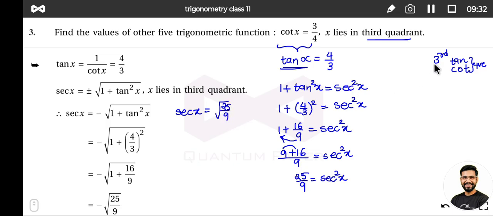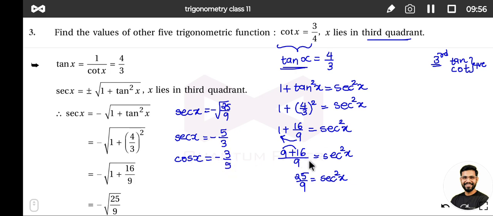And the quadrant is given as third. So in the third quadrant sec is negative, so we'll write down the minus sign. So minus root of 25, which is 5, and root of 9 is 3. So the value of sec x is minus 5 by 3. The reciprocal of sec x is cos x. So cos x is nothing but the reciprocal of minus 5 by 3, which is minus 3 over 5.